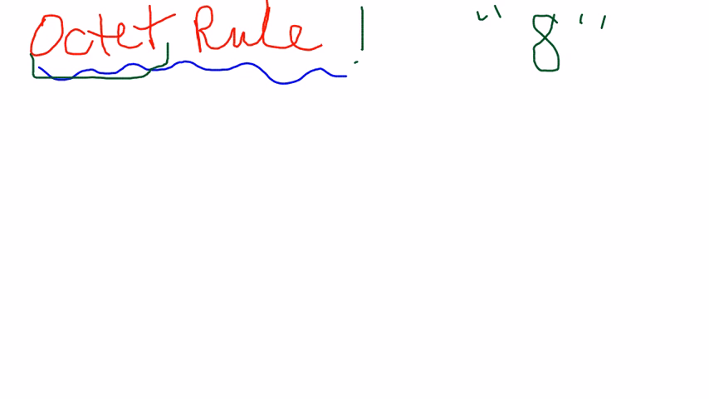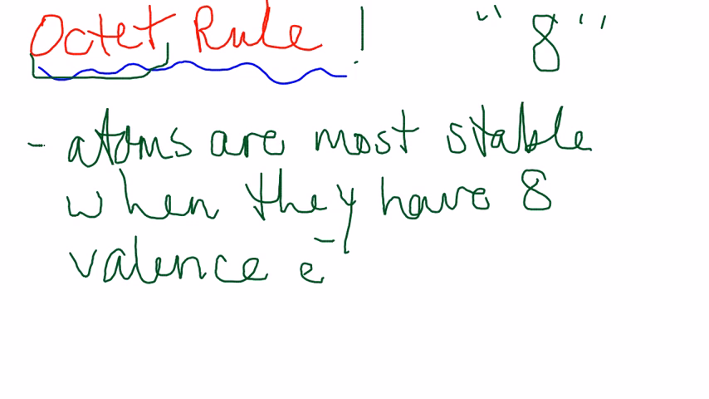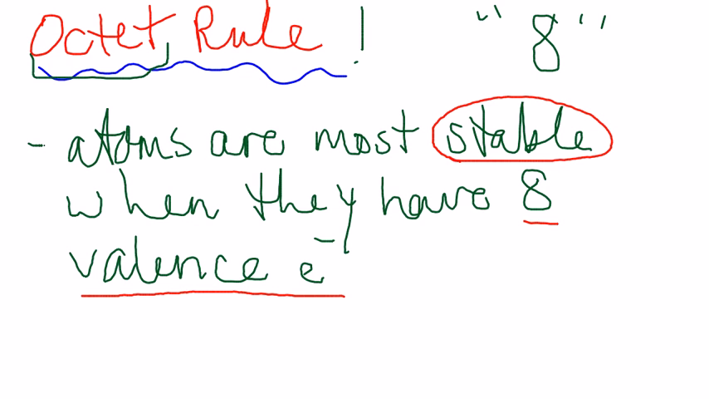So first things first, let me give you a basic definition of what we're talking about with the octet rule. What we see is that atoms are most stable when they have 8 valence electrons. Some key things here are obviously the number 8, and we're talking about valence electrons, so the 8 pertains to valence electrons. And additionally, this notion that they are somehow stable.